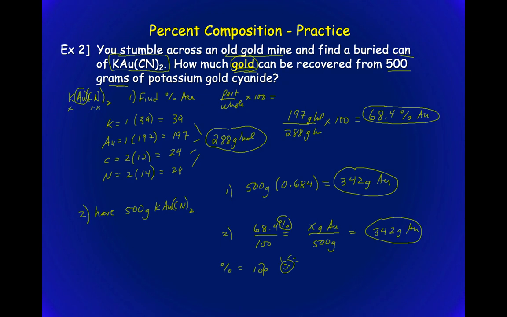Okay, so that's percentage composition. This is how we use it to solve problems. And hey, big deal. Hey, 342 grams of gold, that's not bad. If you recover that, I wonder how much that costs. I'll let you figure that out.